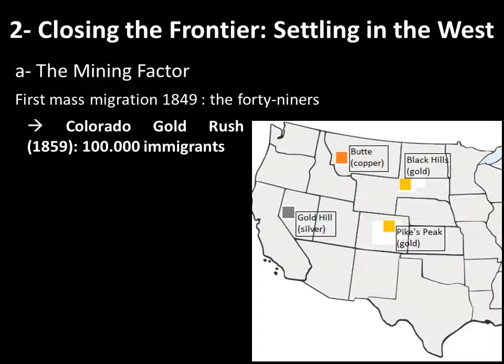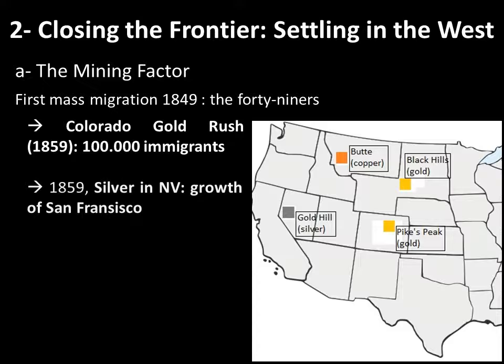So first, in 1859, 100,000 migrants moved to Pikes Peak in Colorado. That's right in the middle of the map. And they were looking for gold. Yellow's gold, that's why the square is yellow. This mass migration, 100,000 migrants, was called the Colorado Gold Rush. It took place in 1859. It was a big migration, and it led to the creation of the Colorado Territory in 1861, since more and more people were pouring in.